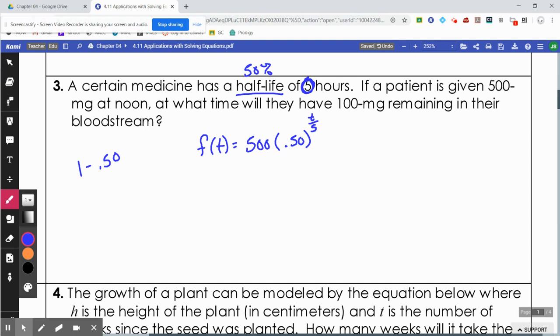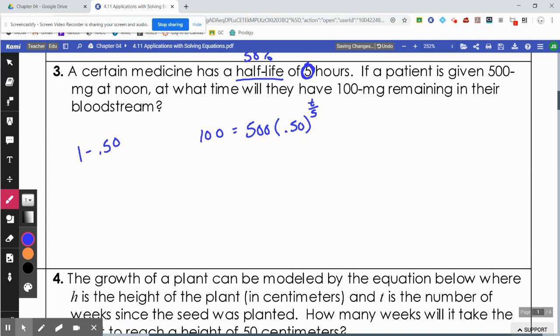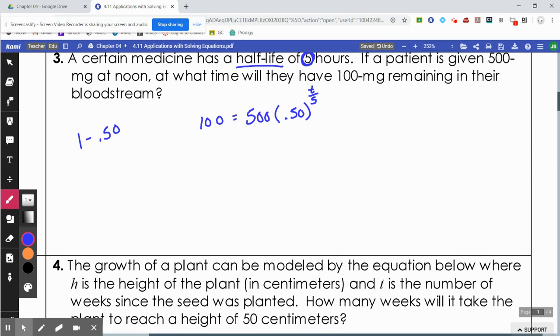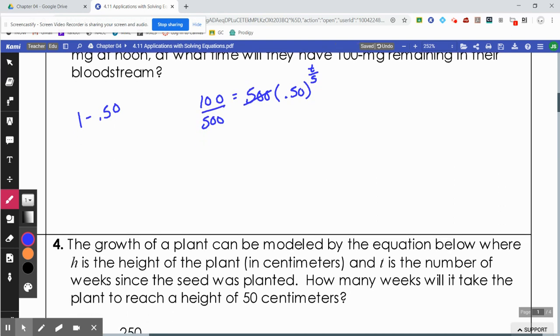When will they have 100 milligrams remaining? So what we're going to do, we start with 500. We want to know when is our y value, when is the amount left, equal to 100. So to solve this, first step, isolate your exponential by dividing. So we have 100 over 500, which is 1/5, which is 0.2, is equal to 0.5 to the t over 5 power.